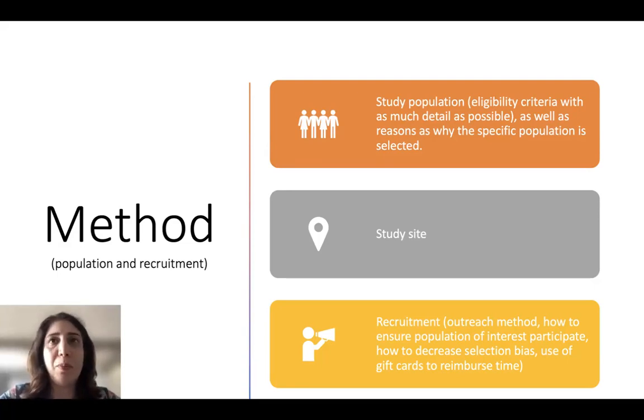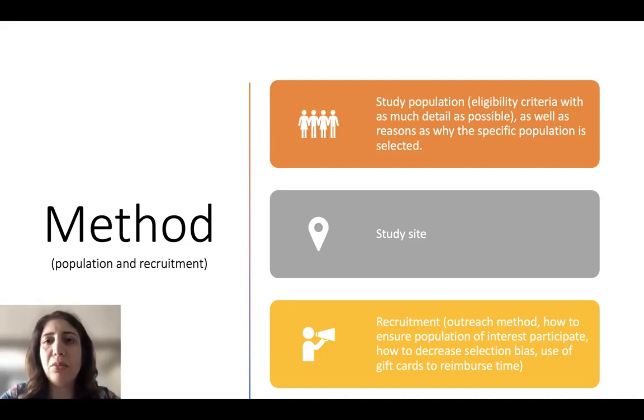Are you planning to have the study only at your own department, at the institutional level? Are you planning to open up this study to all AUR members and basically recruit through AUR? So you want to talk about that. And then you want to talk about your recruitment method. So what is your outreach method?